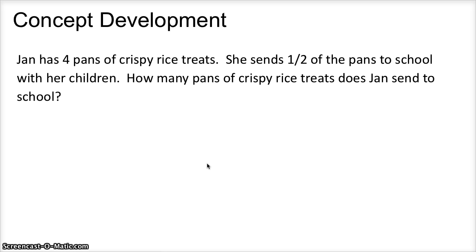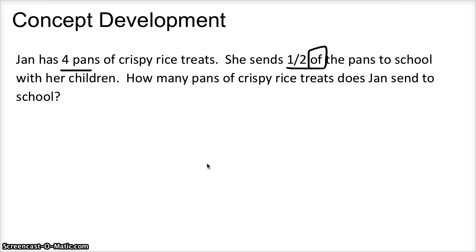So your first strategy is to, of course, look for the numbers, the most important pieces, and what tells you what you're going to do. So that is 4 pans and half, those are my numbers, and the word of. Remember, if we're finding half of 4, then that is the same thing as 4 times a half, or 1/2 times 4. Either way, it's the same thing. And knowing what I know, 4 times a half is 2. But this is the same thing that we've been doing, and that's not what we're learning today. This is to get you thinking about the next step of our learning.